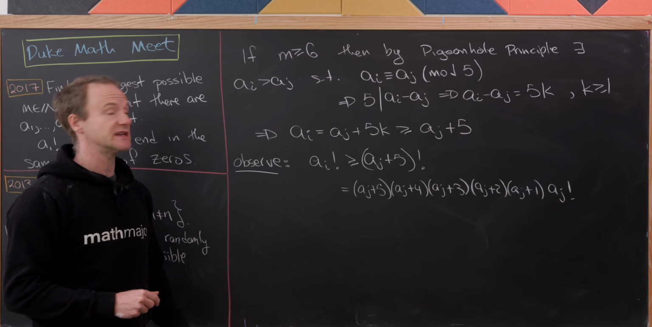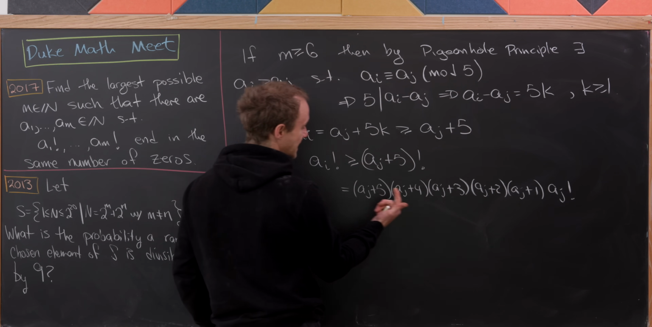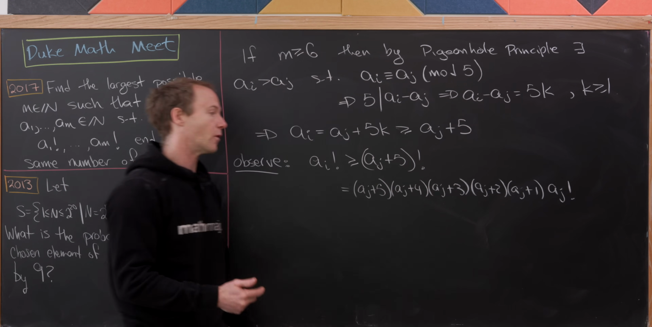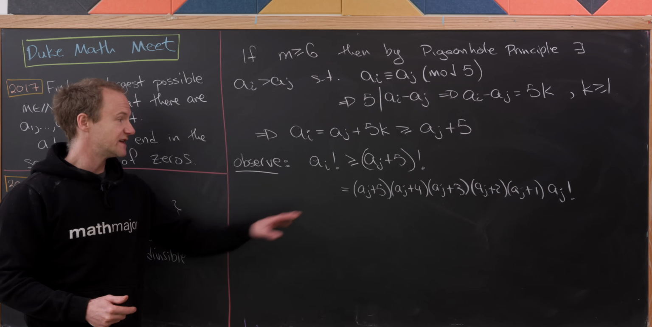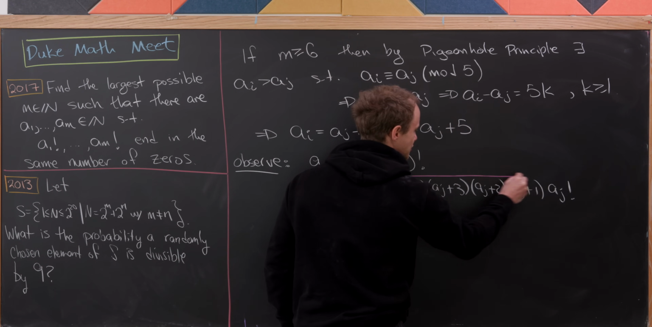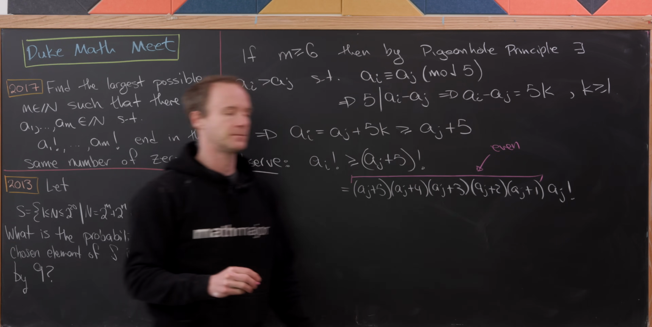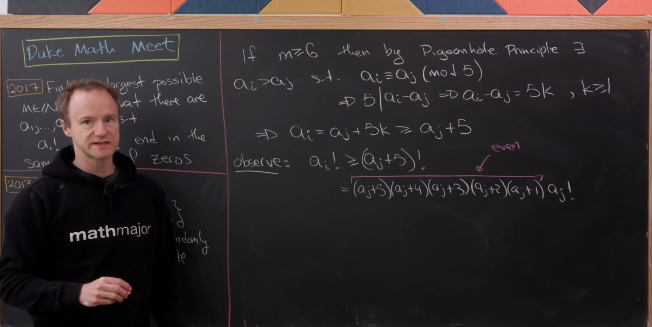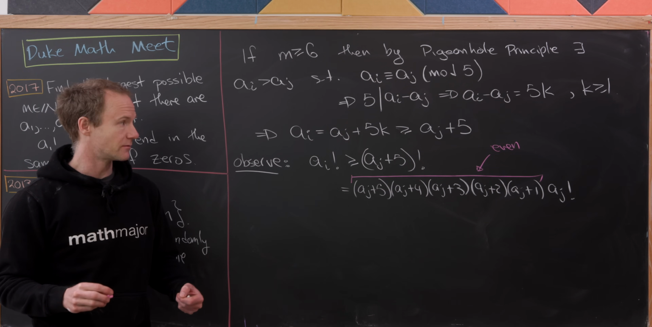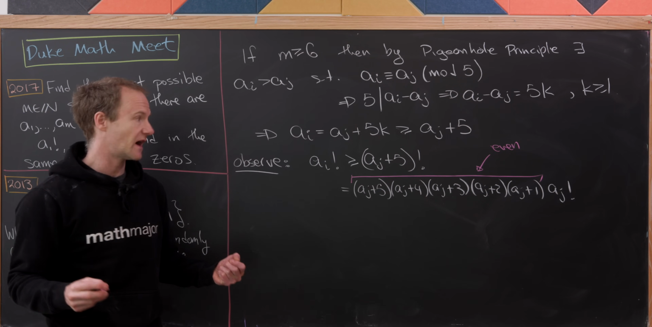Let's observe that at least two of these numbers are even. We could either have aj plus 1, 3, and 5 even, or we could have aj plus 2 and 4 even. So in other words, this is an even number. Let's also notice that it's a multiple of 5, because if you take 5 consecutive numbers, you're most definitely going to get a multiple of 5.